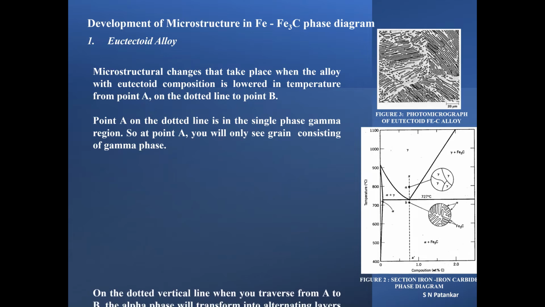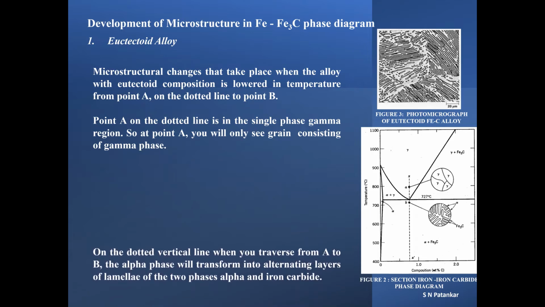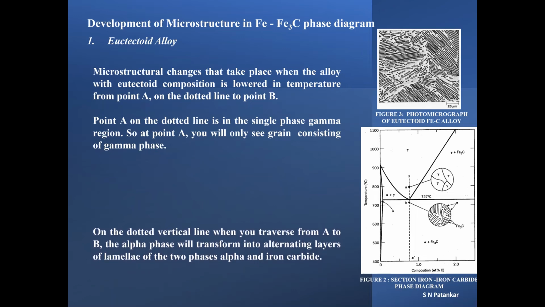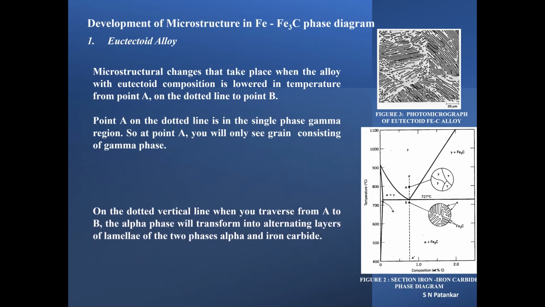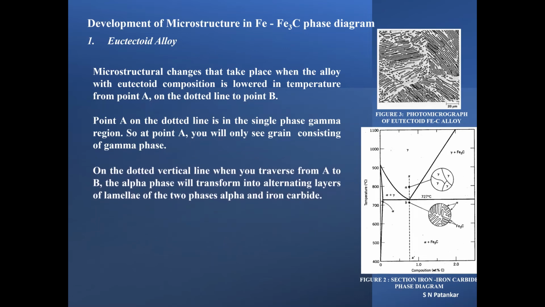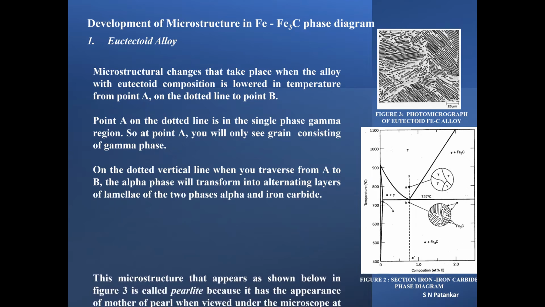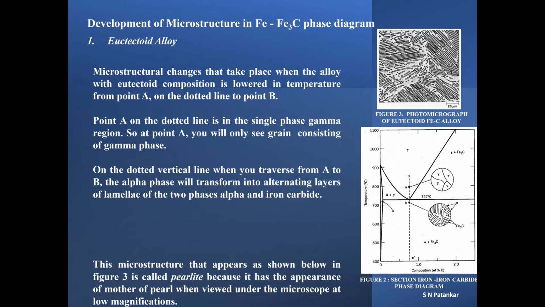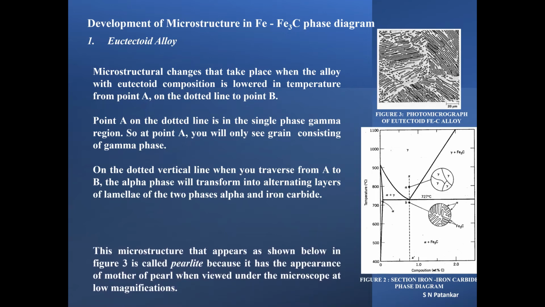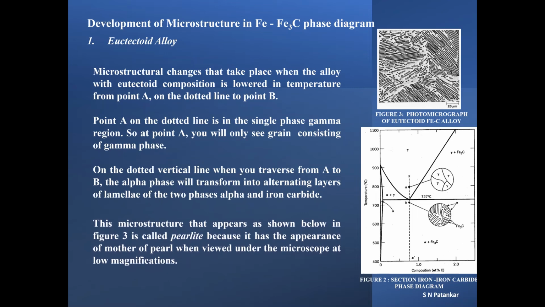Point A on the dotted line is in the single-phase gamma region. So at point A, you will only see grains consisting of gamma phase. On the dotted vertical line, when you traverse from A to B, the gamma phase will transform into alternating layers of lamellae of the two phases, alpha and iron carbide. This microstructure that is formed, as seen in figure 3, is called pearlite because it has the appearance of mother-of-pearl when viewed under the microscope at low magnifications.